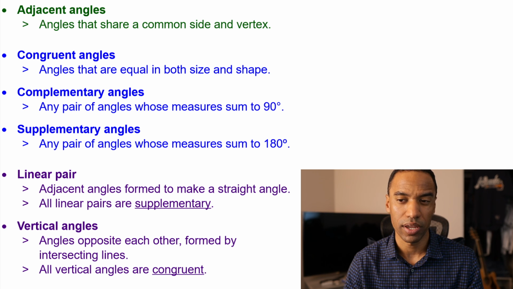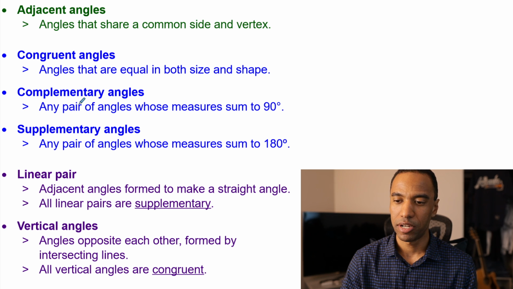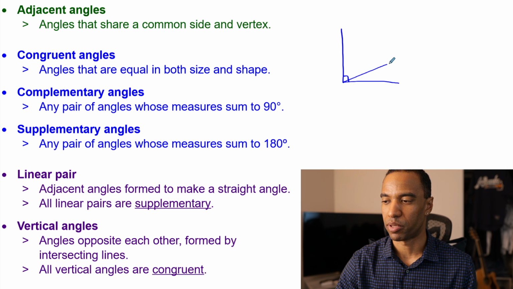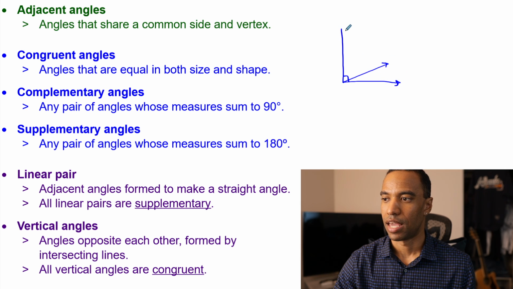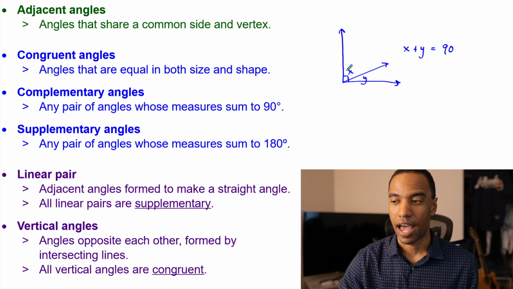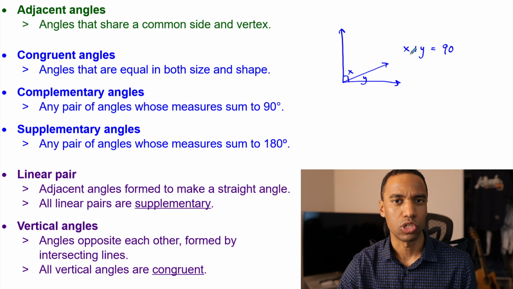Complementary angles, I'll let you know, we're not going to have examples with them in this video, but because we have supplementary right there, I think it's important to say both. Complementary angles are angles whose measures sum to 90 degrees. If I have a 90 degree angle split into two parts, x and y degrees, then x plus y is 90. These are adjacent angles that add up to 90, therefore x and y are complementary to each other.